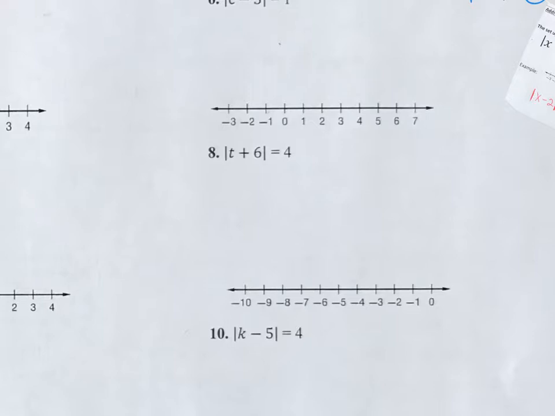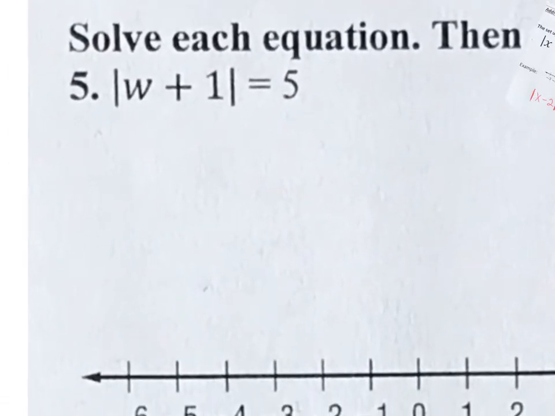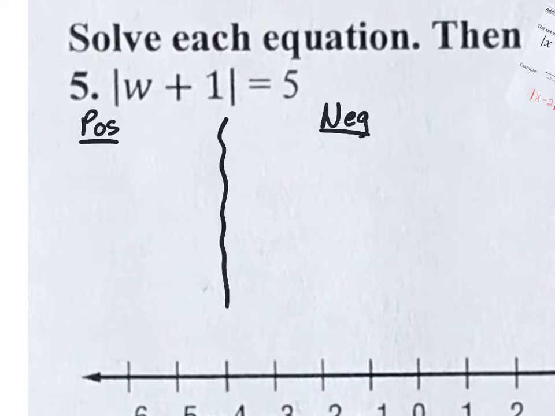So for example, let's look at number 5. I have an absolute value equation. I need to set up my positive situation and my negative situation. And I always do this. I label it pos, neg, I put a squiggly line down the middle. Now, once again, how do I write my positive situation? Anybody? Without the sticks, exactly the same, thank you.